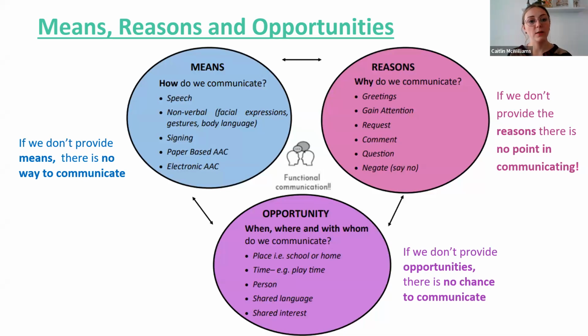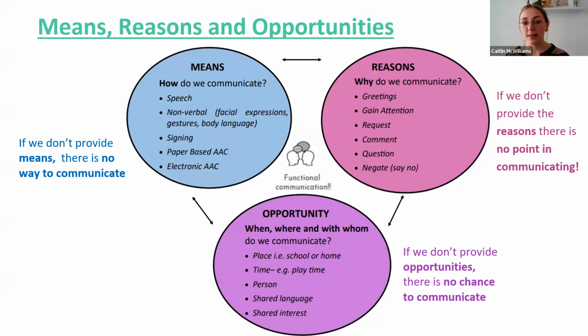So the means, reasons, and opportunities model says that we need these 3 things to happen, and they all need to happen. They're all equal. None is better than the other. So we need the means, which is how we communicate. That's that list of things that we talked about on the first slide. Speech, non-verbal communication, signing, also includes AAC, so whether that's paper-based or electronic. And if we don't have the means, then there's no way to communicate.